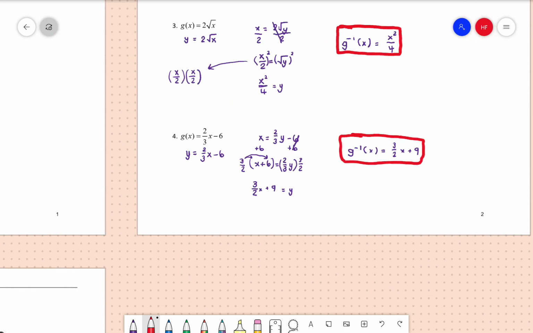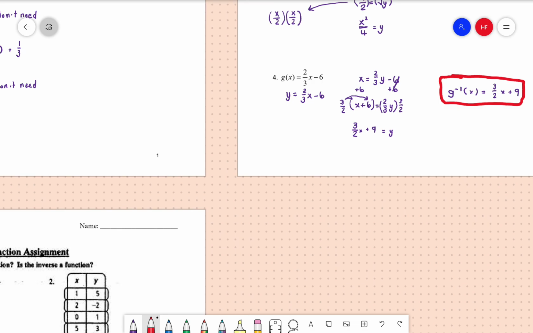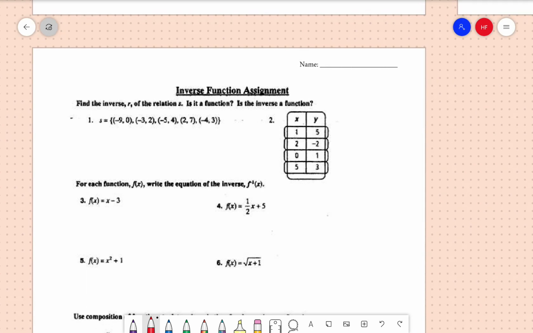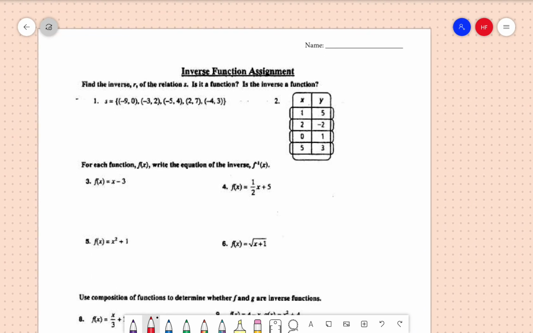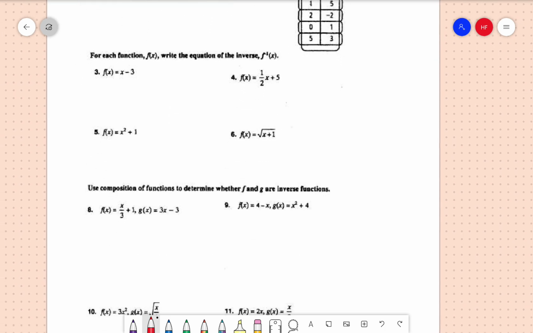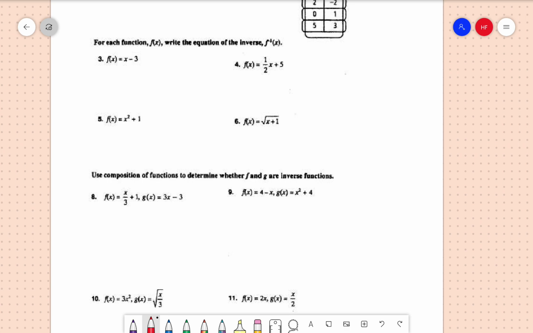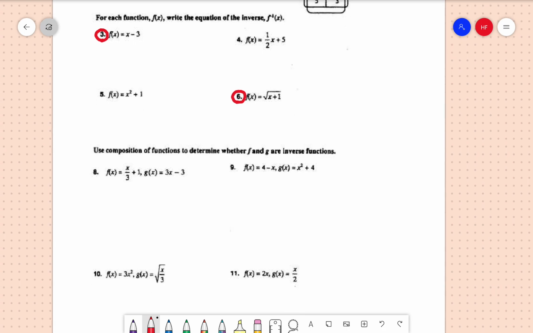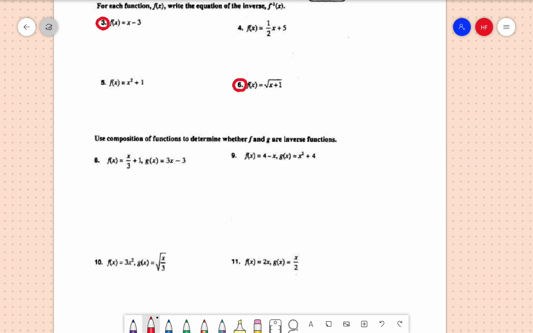So that was finding the inverse. We did determining whether they are inverses or not first. And then we have this assignment. It's 11 questions, so I'm going to ask that you guys do numbers 3, 6, 9, and 11.